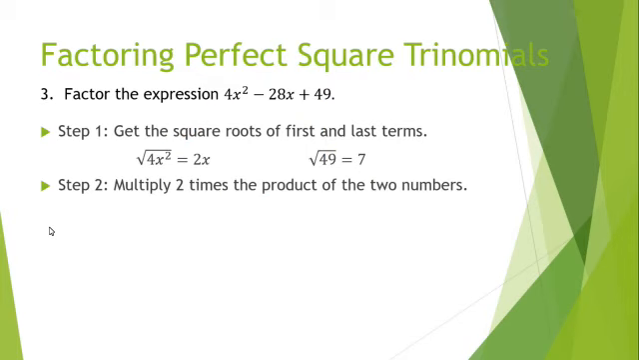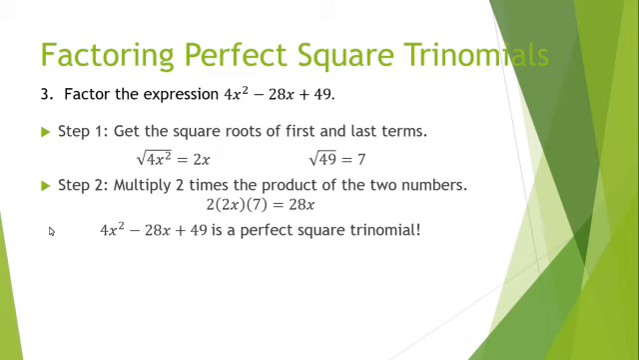Next, step 2. Multiply 2 times the product of the two numbers. We have 2 times 2x times 7 equals 28x. Notice where 2x and 7 came from. Also, let us determine if the product 28x matches the middle term of the given trinomial. Since the product 28x matches the middle term of the given, therefore, 4x squared minus 28x plus 49 is a perfect square trinomial.